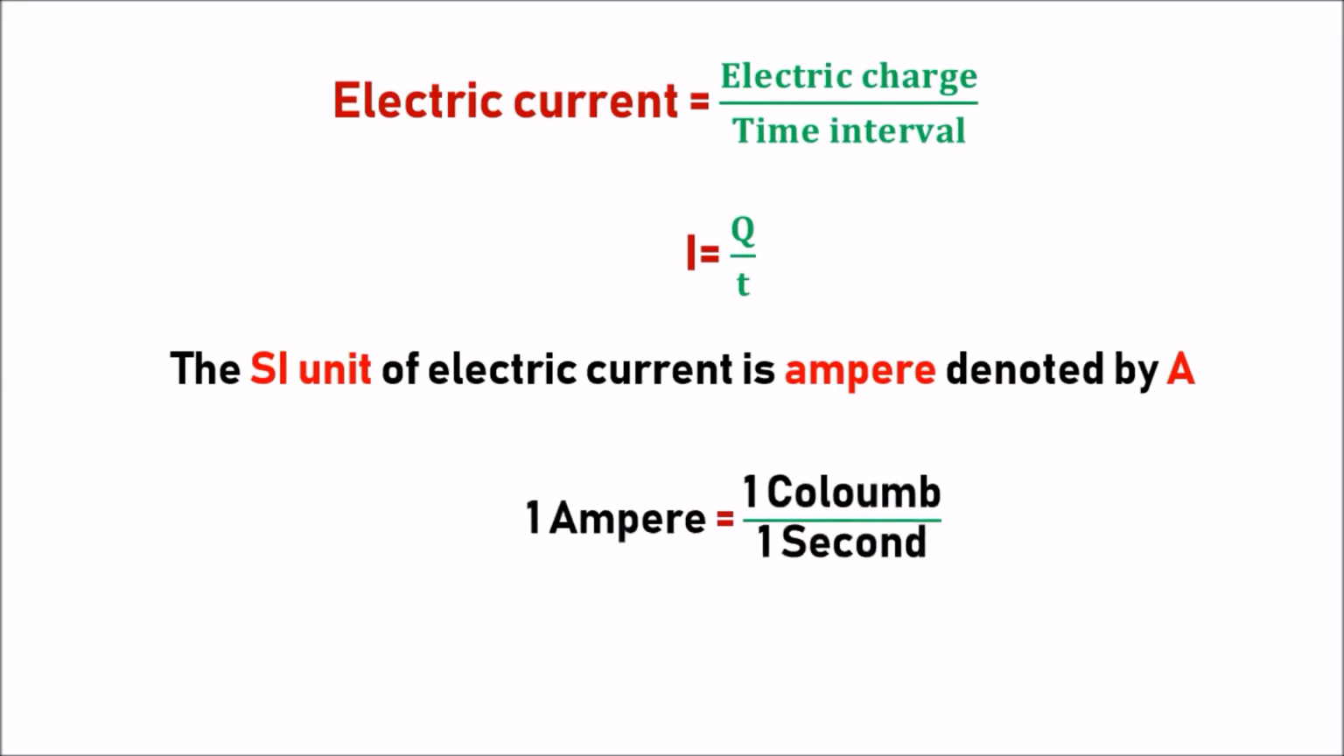Here, how to define 1 ampere? 1 ampere is equal to 1 coulomb by 1 second. Here you can observe ampere is the SI unit for electric current, coulomb is the SI unit for electric charge, and second is the SI unit for time. So how to define 1 ampere? 1 ampere is nothing but 1 coulomb of charge flowing in a conductor in 1 second, and the short representation is 1 A equals 1 C by 1 s. 1 ampere is equal to 1 coulomb by 1 second.